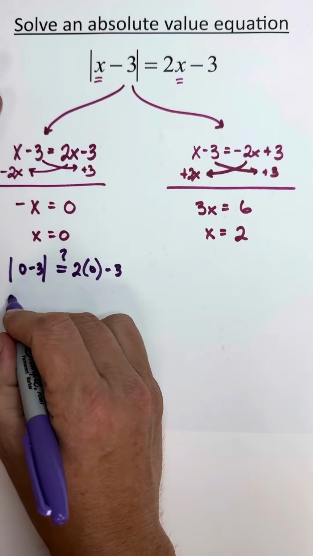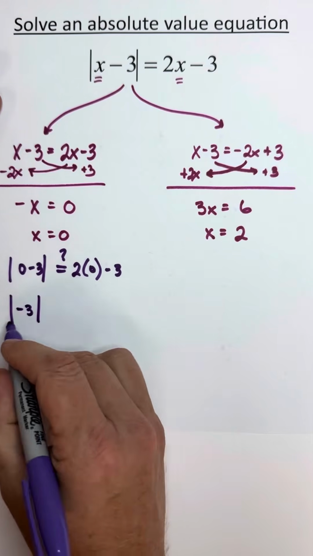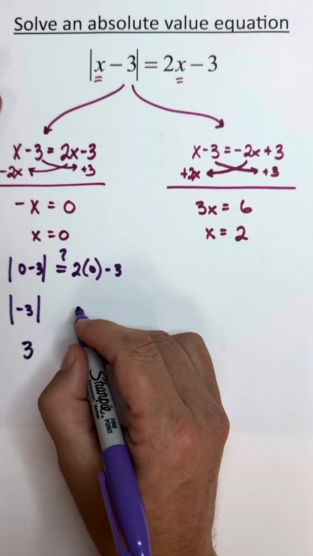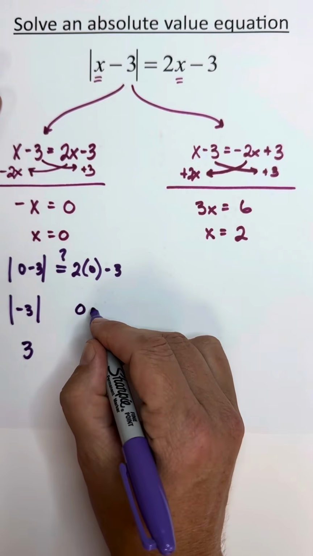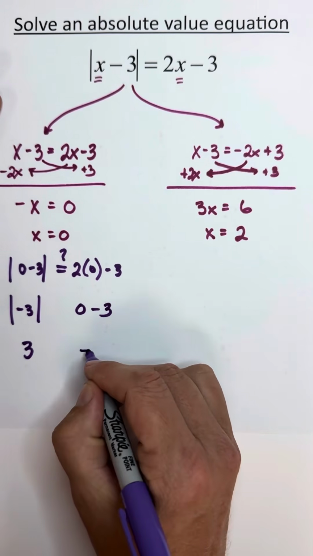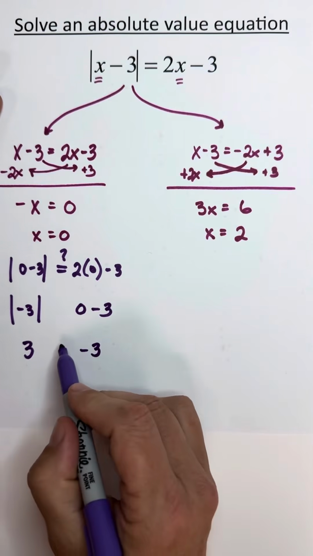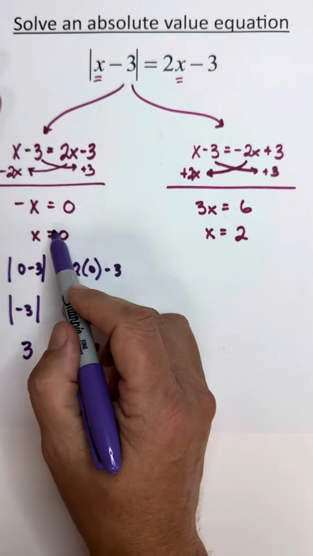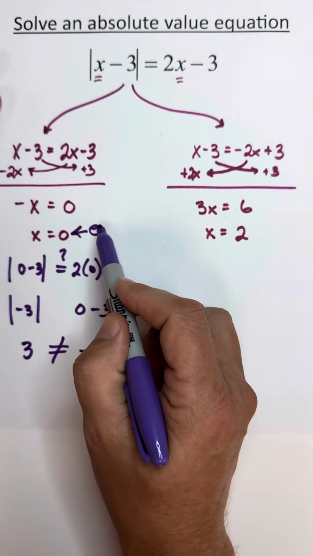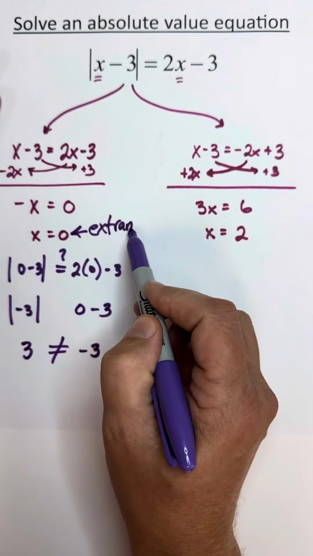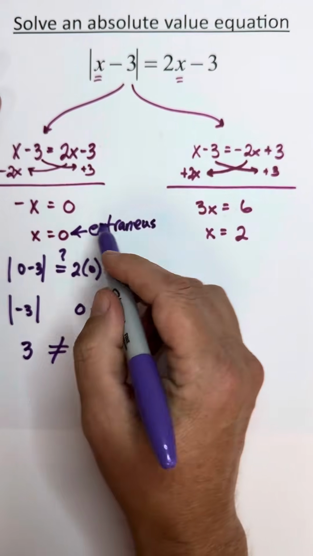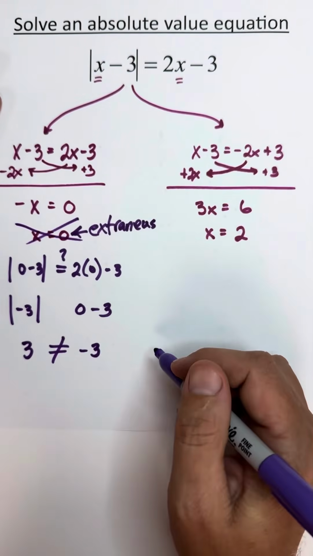So over here, 0 minus 3 is negative 3. The absolute value of negative 3 is positive 3. On this side, we have 2 times 0, which is 0. 0 minus 3 is negative 3. These two values are not equal to each other. Therefore, this solution is what we would call extraneous. We're going to throw that out.